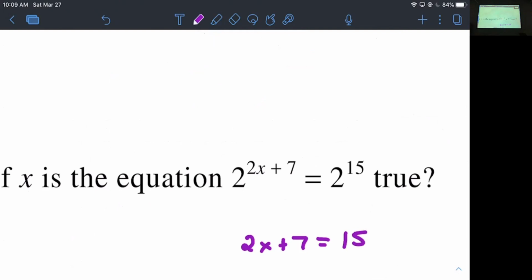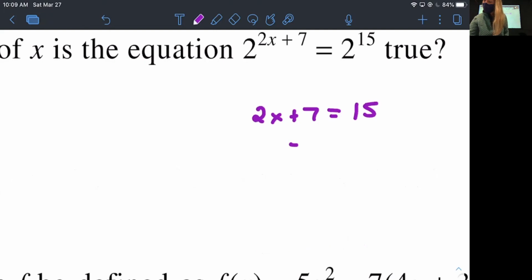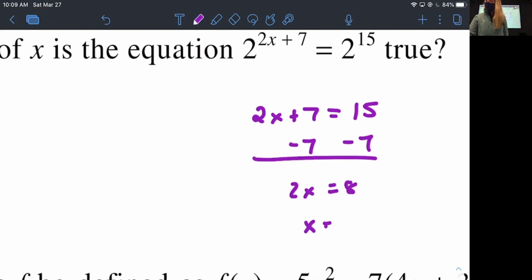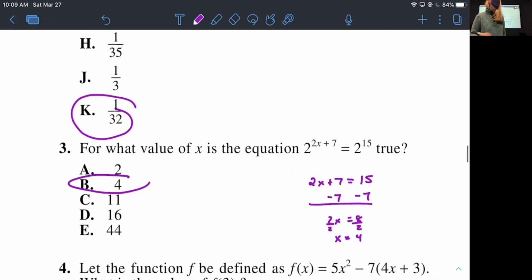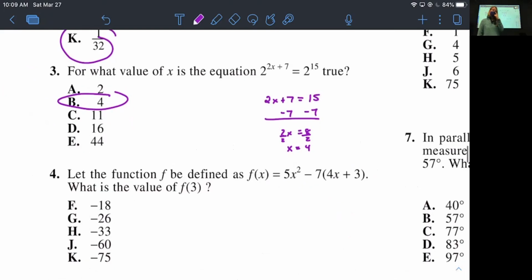And now how do I solve that? What's the first step to solve this equation? Subtract the 7, and 2x equals 8, and then what do I do? Divide by 2, and x would be 4. If you had time and you're like, I don't know how to do this, you can take each one of those answer choices and plug them in one at a time until you get it to work, correct? Right? It's a multiple choice test. So on an equation, you can do that. Questions on 3?